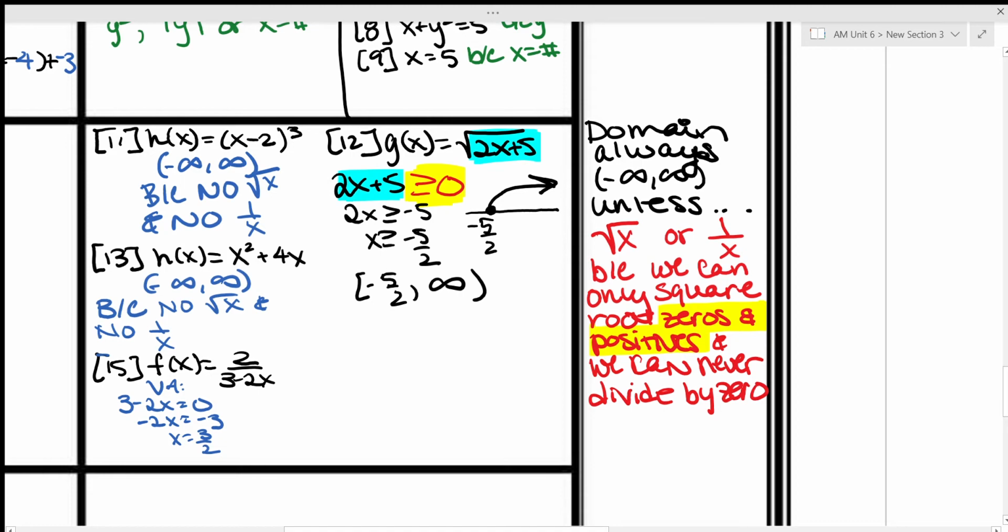This is a split domain, because even if you don't know what your graph looks like, you're going to have that h value of 3 over 2, which is somewhere over here. And you're going to have graph on the left and on the right. That's the only spot where there's an interruption in your x values. So my domain is negative infinity, comma 3 over 2, parentheses, union, and what's in the other one? 3 over 2, comma infinity.